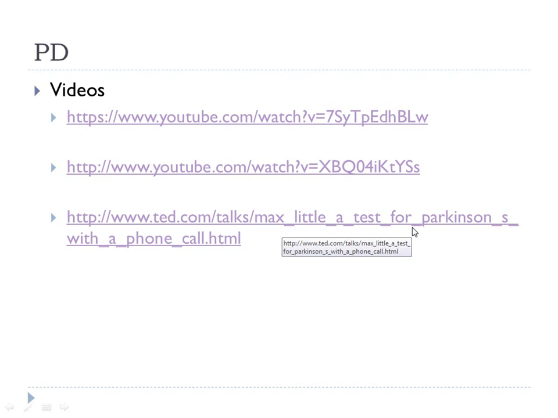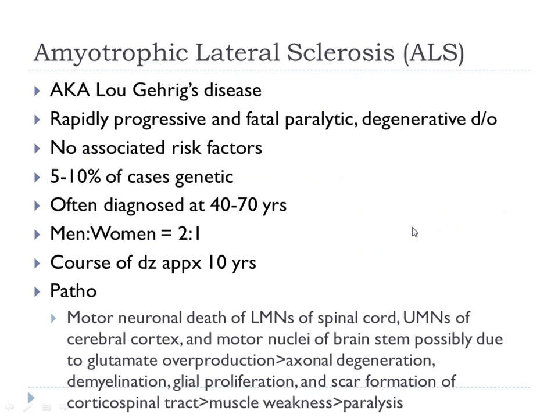Even more exciting, let's talk about ALS. Amyotrophic lateral sclerosis, we'll call this ALS or Lou Gehrig's disease. This is a progressive disorder that causes dysfunction and paralysis of neurological tissue. Remember that when you think about Parkinson's and ALS, men are more affected than women.